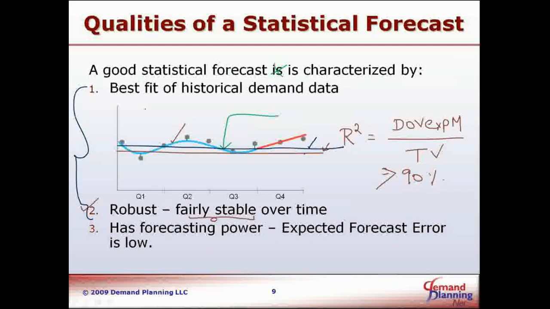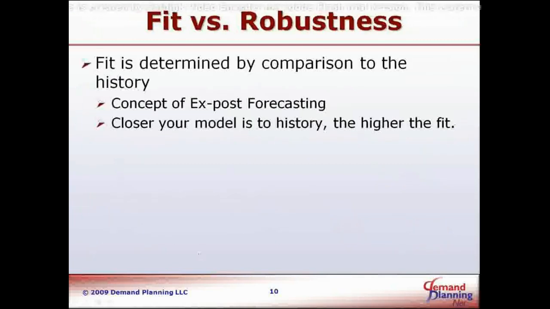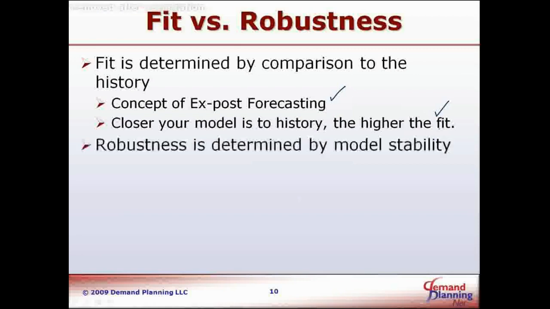So the idea is, you can achieve a good historical fit, but that doesn't guarantee that the model would give you a good forecast in the future. The reason being, the model may not be robust. You can achieve a good historical fit, but that doesn't mean you have a good model to forecast into the future. The more robust a model is, the better chance you have of a forecast with higher accuracy. So you have to balance the two attributes.